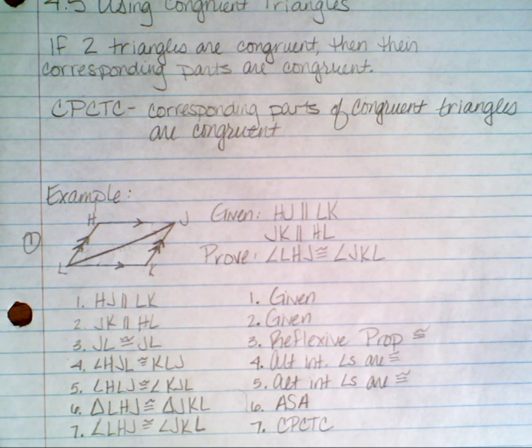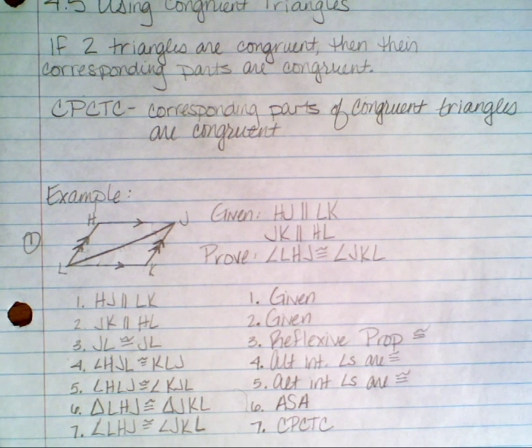So we start with our given information. We start with our two parallel lines, and then I started by saying that JL is congruent to itself using the reflexive property. You don't have to start there, as we've talked about in class. You can start with something different. And then from there, I noticed that angle HJL is congruent to angle KLJ because alternate interior angles are congruent to each other.